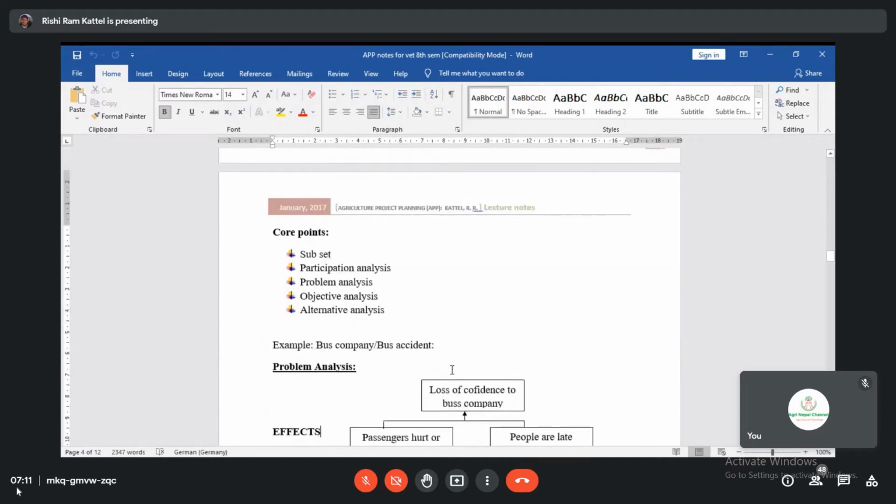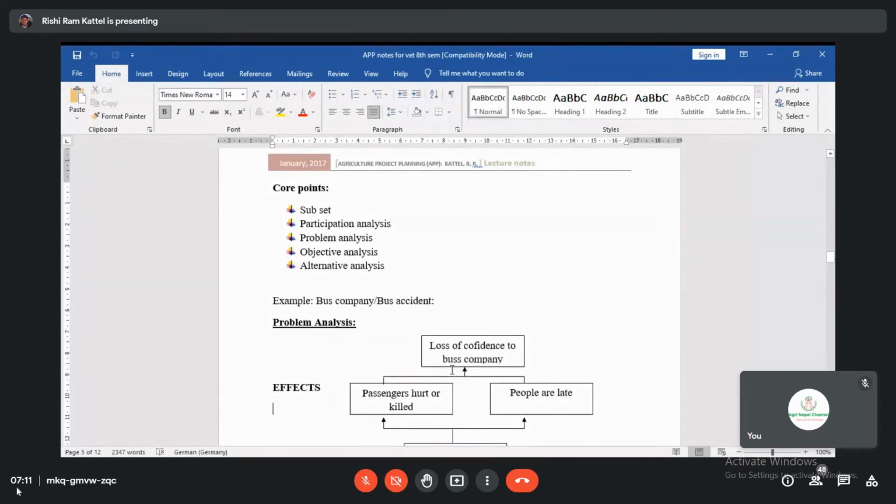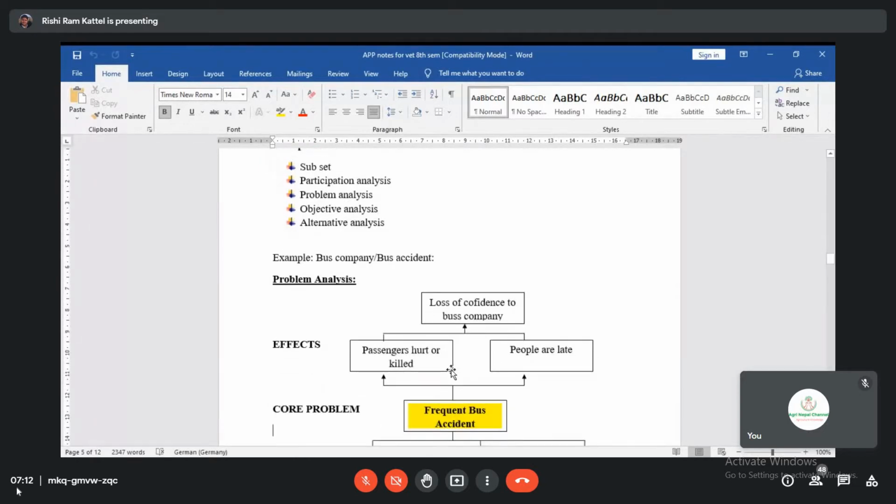Here is a very simple example about problem tree analysis. The core points in the ZOPP approach are participation analysis, problem analysis, objective analysis, and alternative analysis. First of all, you coordinate different institutions and interest parties and hold workshops for participation analysis. Then identify the core problem's causes and effects through problem analysis, and convert them to future desirable conditions in the objective analysis, making input, output, and effect, and then do some alternative analysis. But this is a very simple example about a very common problem, bus or vehicle accidents.